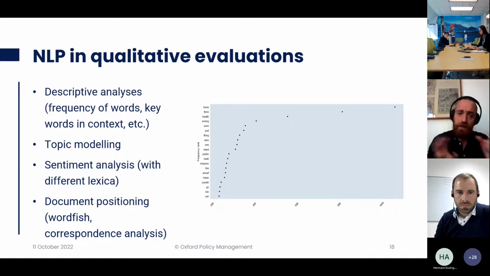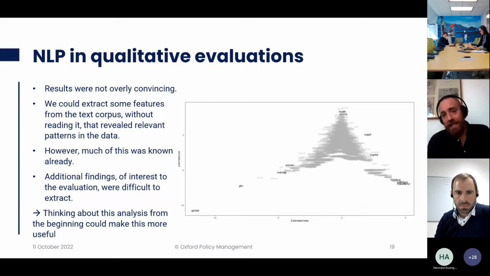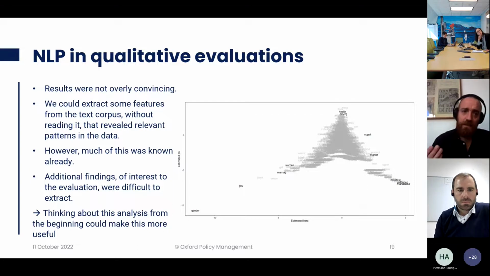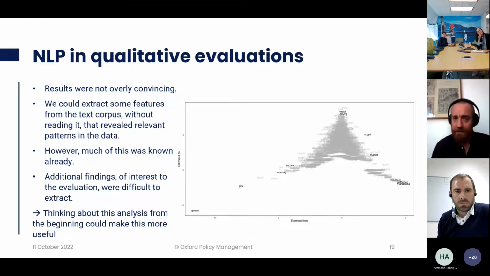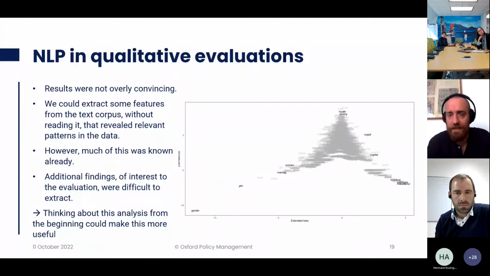We also did some document positioning, so trying to extract insights from documents in terms of whether they are very similar to each other or not, whether specific clusters of documents appear and what that actually tells us about what people say. And the results, unfortunately, were not overly convincing. That's basically because we could extract features from the text, without reading it, of course, that revealed relevant patterns in the data.